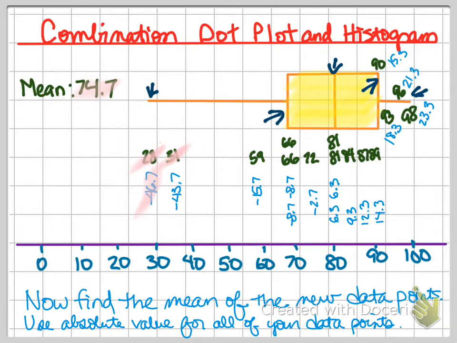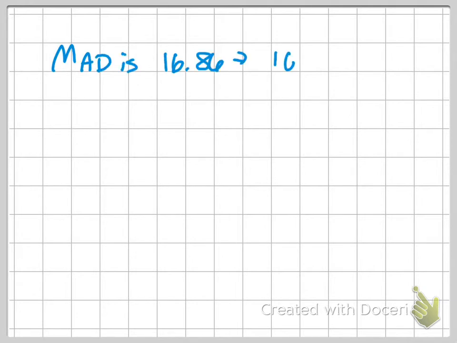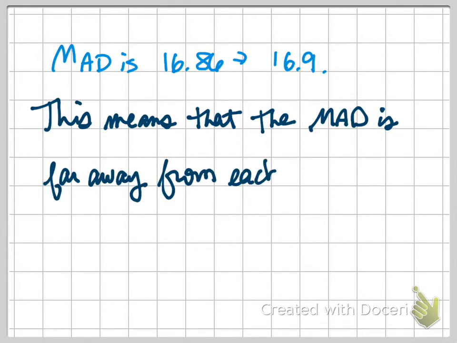I then repeated this process for every green number that I've written on my dot plot combination of the box plot. When I went to find the average at the very end of the blue numbers, which again are the differences between the mean and each data point, I used the absolute value. The reason I use the absolute value is because you cannot have negative distances when you are looking at a difference in data sets. After doing all of that, I calculated that the mean absolute deviation was 16 and 86/100ths. I rounded that to 16 and 9/10.